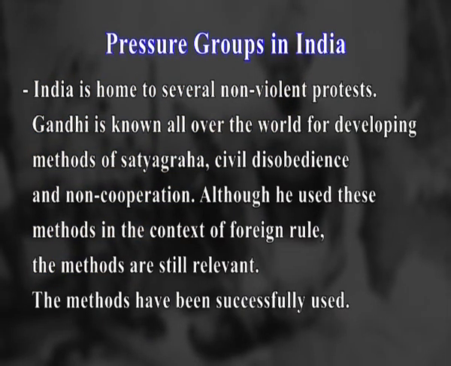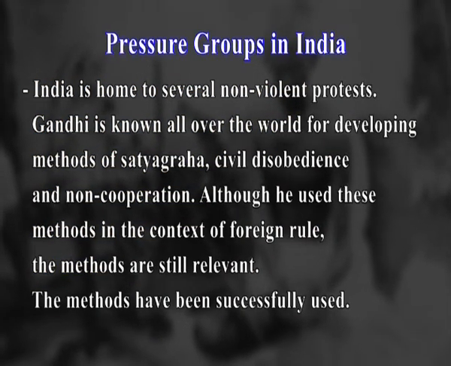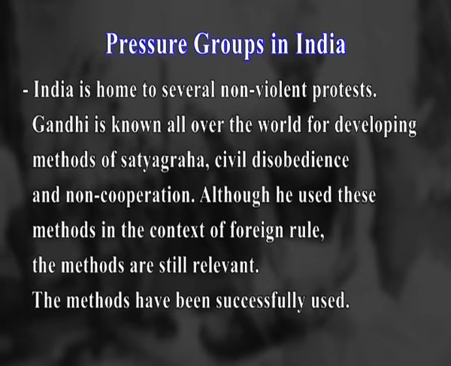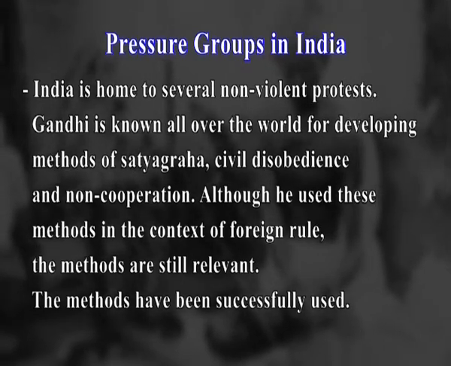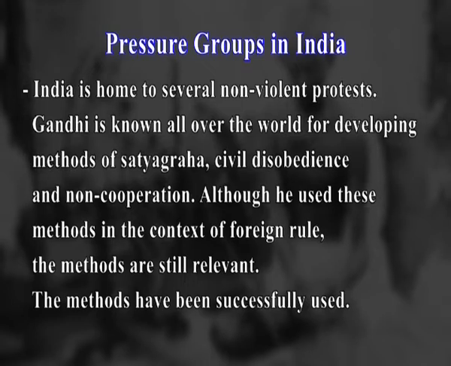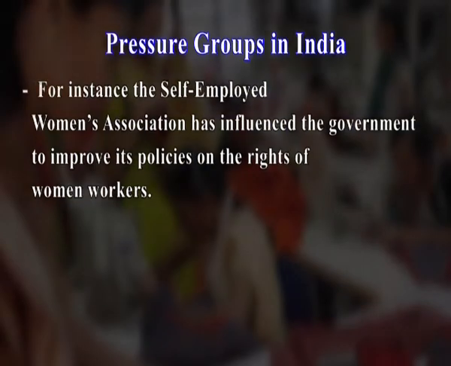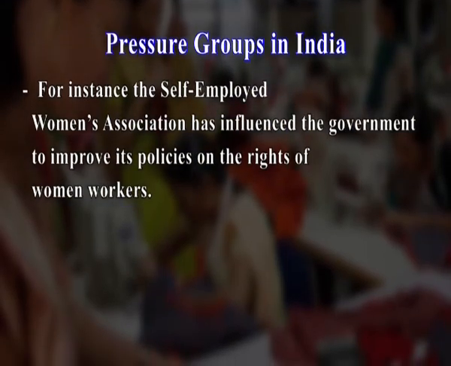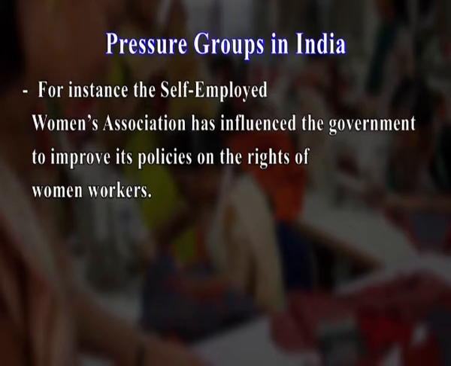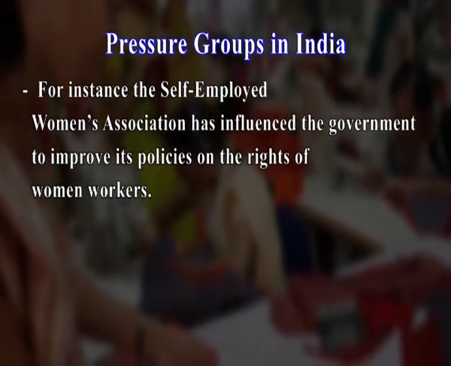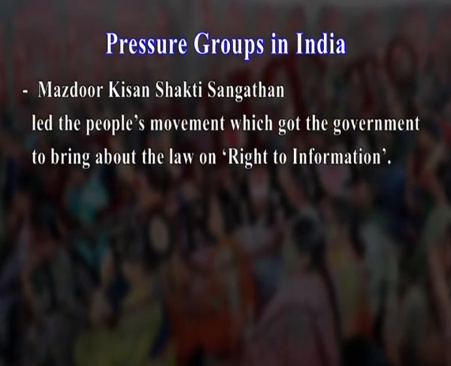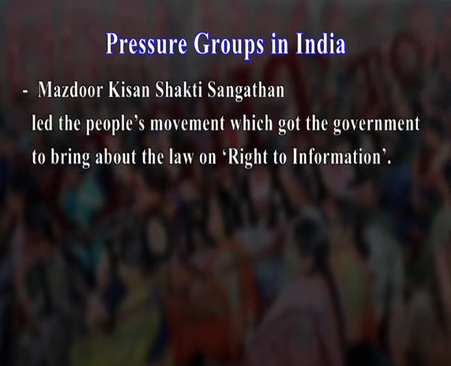India is home to several non-violent protests. Mahatma Gandhi is known all over the world for developing methods of satyagraha, civil disobedience and non-cooperation. So, although he used these methods in the context of foreign rule, the methods are still relevant. The methods have been successfully used. For instance, the Self-Employed Women's Association has influenced the government to improve its policies on the rights of women workers. Mazdoor Kisan Shakti Sangathan led the people's movement which got the government to bring about the law on right to information.